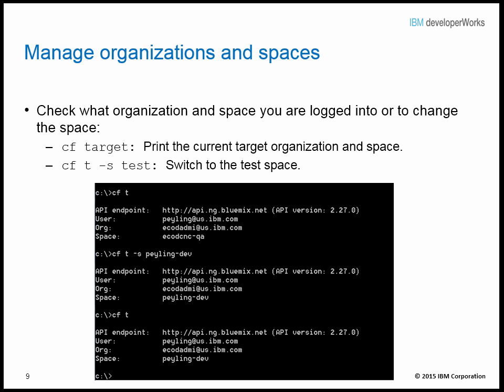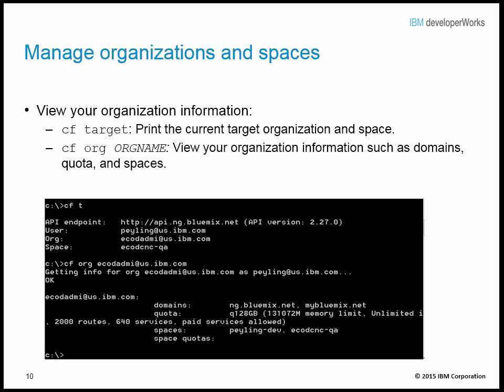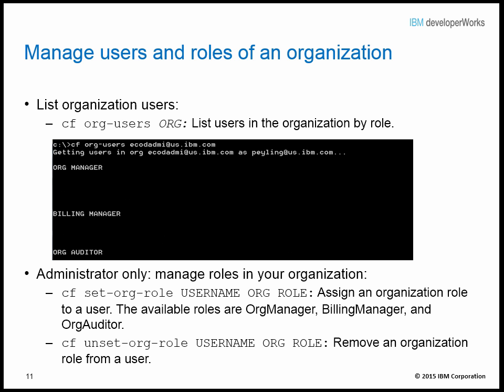Now we'll see how to manage organizations using the command line interface. To check what organization and space you are logged onto, or to change the space, type cf target or cf t -s test. The first option will print the current target organization and space. The second option will switch to the test space. To view your organization information such as domains, quota, and spaces, type cf org NAME.